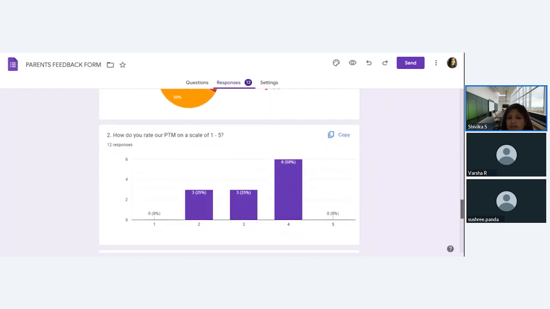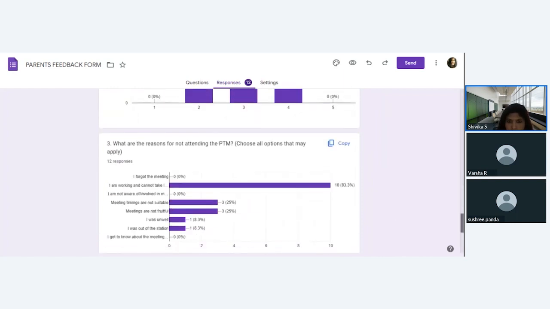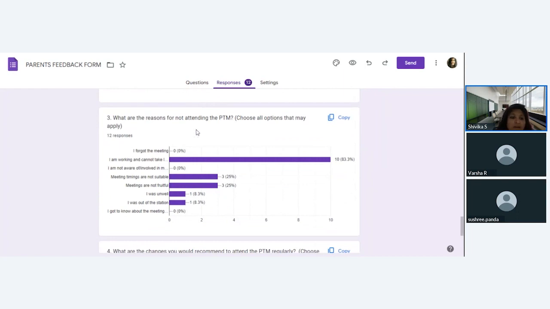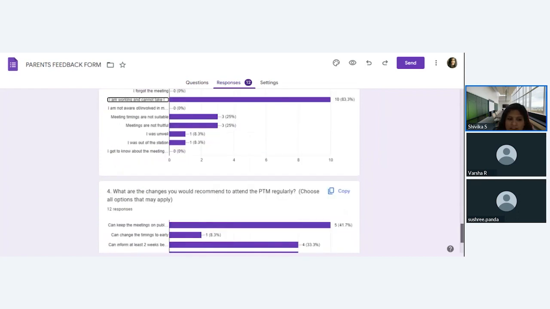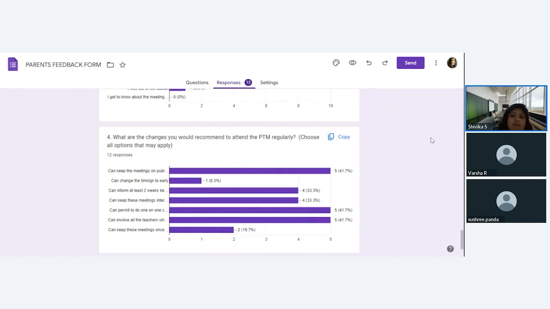How do you rate the PTM? The maximum rating is 5. It's 3 and 2, but nobody is saying that it's excellent. So that is something you can work on. What is the reason for not attending the meeting? Maximum people, around 83%, have responded that they are working and they cannot take leave. So can you arrange it on a day when they are available? Or is there any other person at home who can attend on behalf of the parent?